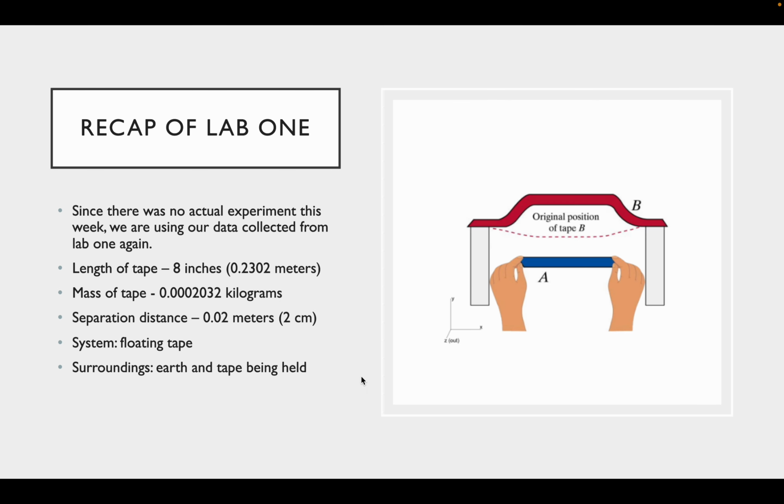So for a recap of lab 1, since we didn't actually do an experiment this week, but it was all computational work, we really just reused our data collected from lab 1. The length of the tape used was 8 inches, which converted to meters is 0.2032. The mass of the tape was about 2 times 10 to the negative 3 kilograms, and the separation distance was 0.02 meters. The system was the floating tape, and the surroundings were the earth and the tape being held.